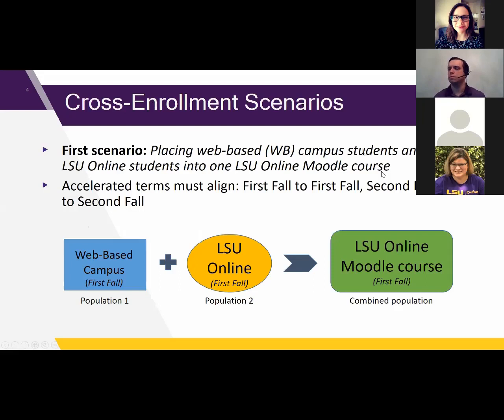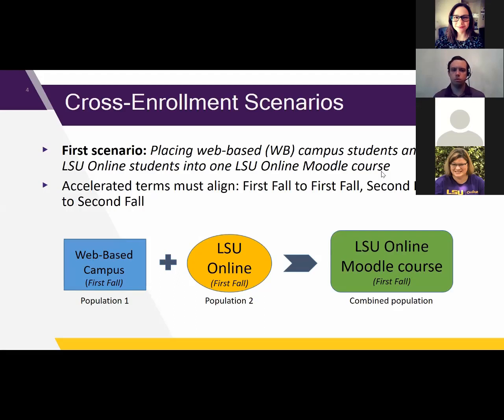So I want to talk a little bit about the specific scenarios that we have. We have 3 specific scenarios that we cross-enroll. And this one, I will tell you, is the most common. So the first scenario is that you have a web-based campus, which is what I was just talking about.